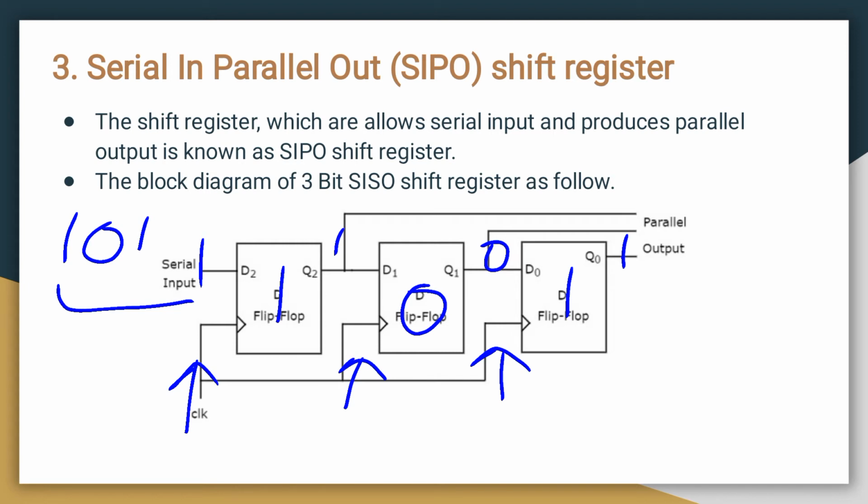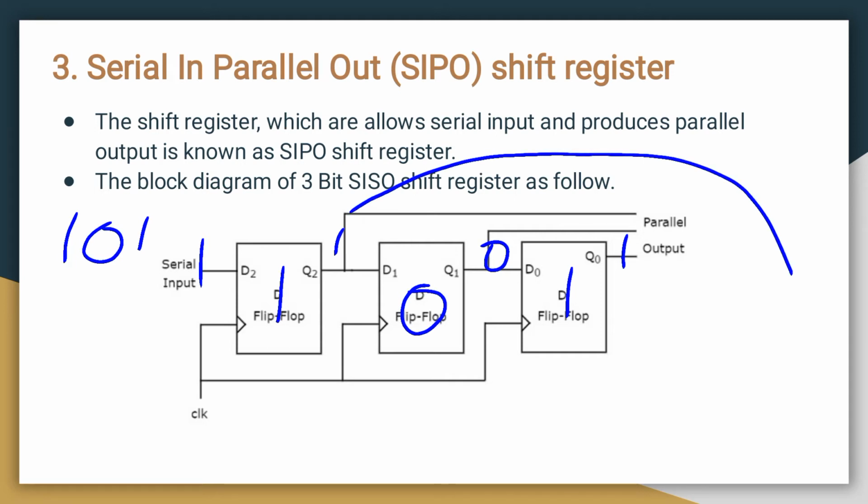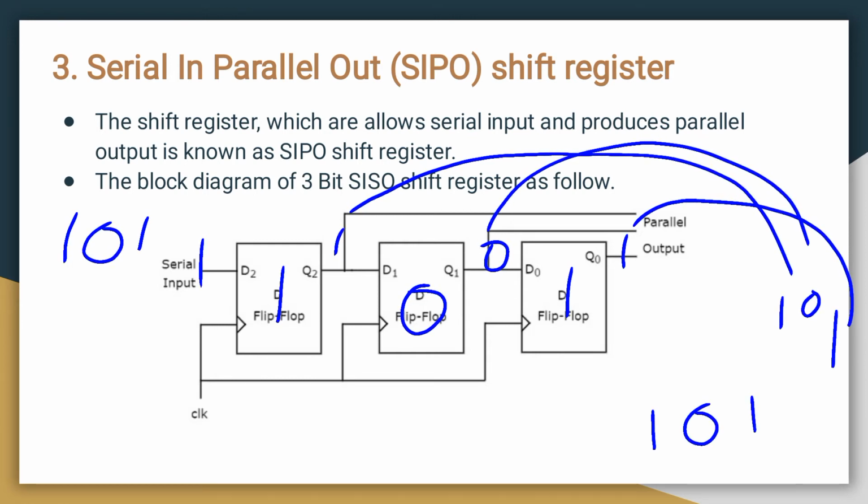After this, at the same time, the output is extracted here. This one is 1, this one 0, and this one 1. So therefore 1 0 1. Like this we are going to get the series of input as a parallel output.